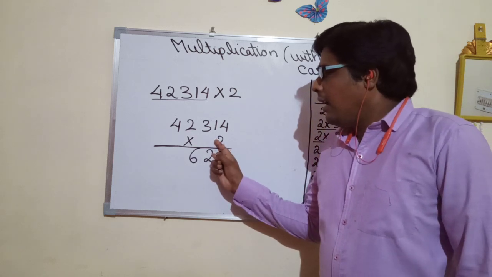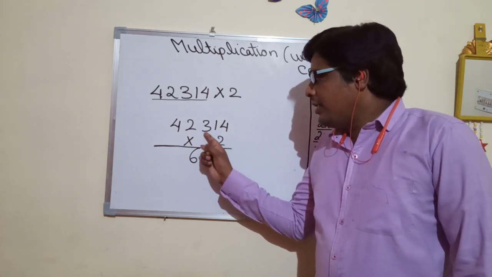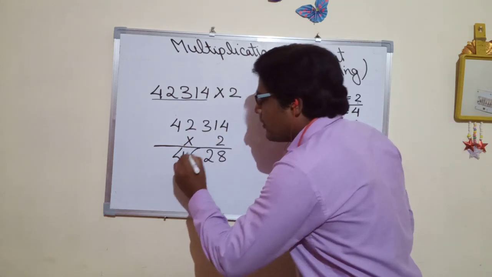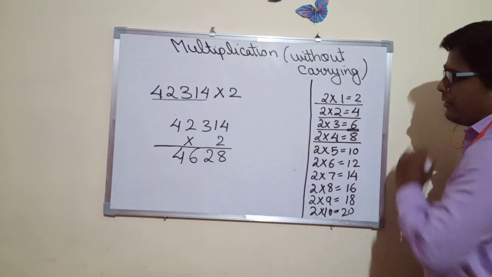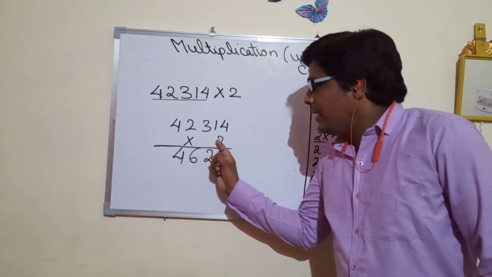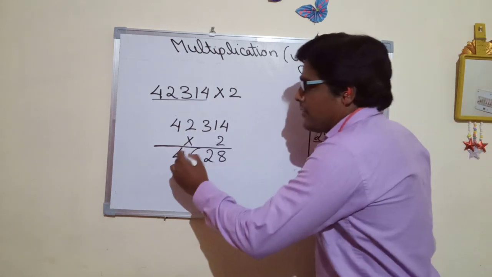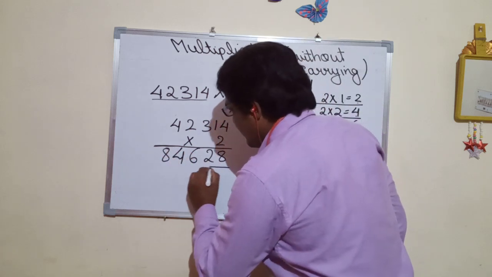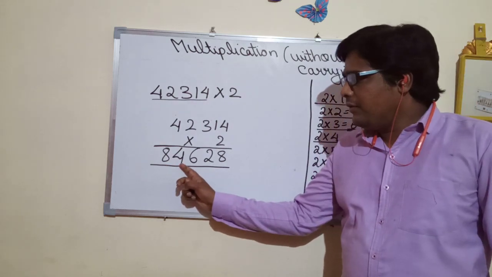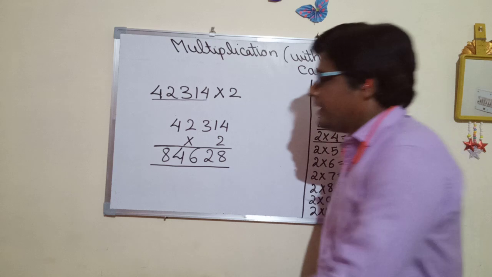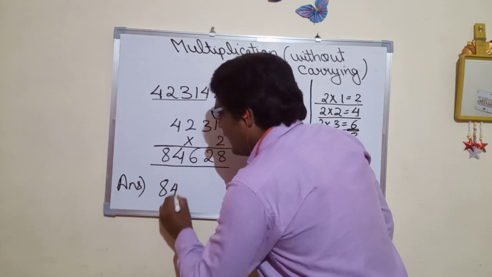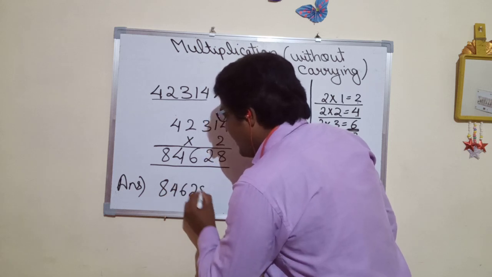Now after multiplying 2 by 3, now multiply 2 by 2. 2 twos are 4. Now after multiplying by 2, now multiply this 2 by 4. 2 fours are 8. So our answer will be 84,628.